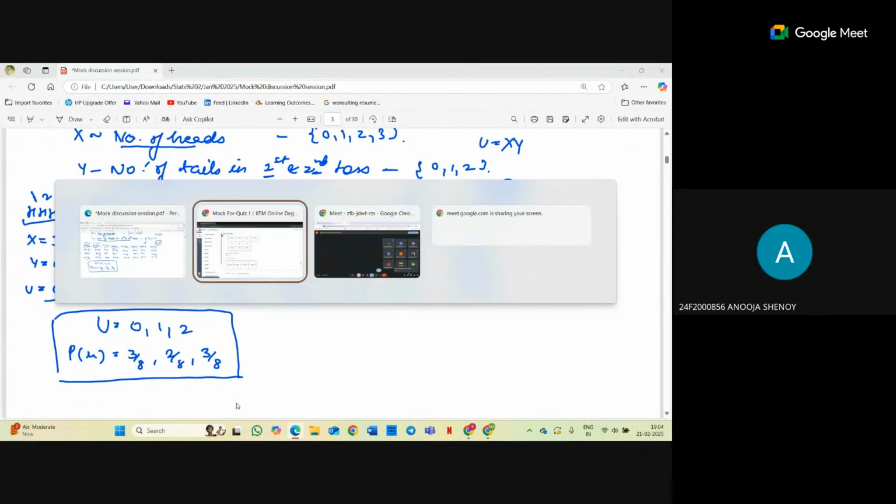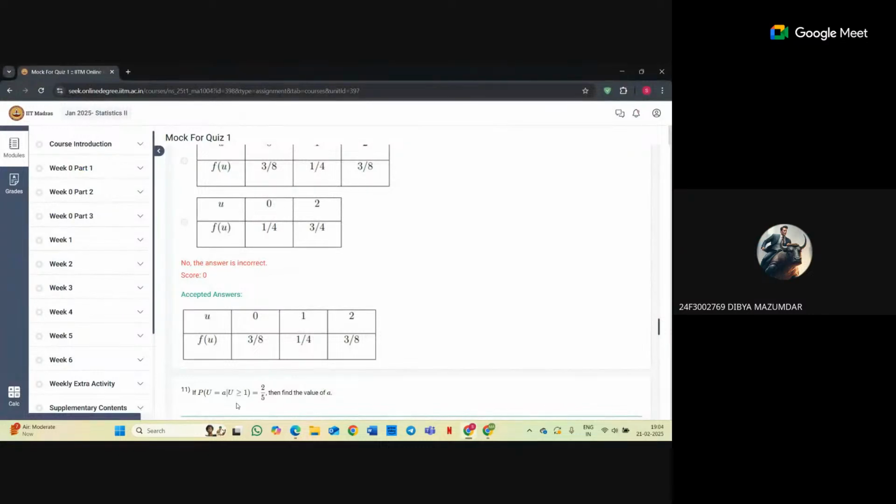Ma'am, in part A, it is asking that u is greater than or equal to 1. So we have to put the value of occurrence of 1 and 2. Then I have got 5 by 8. After that, the probability says u equal to A given u greater than or equal to 1. In that case, the conditional probability calculation is a bit confusing here.